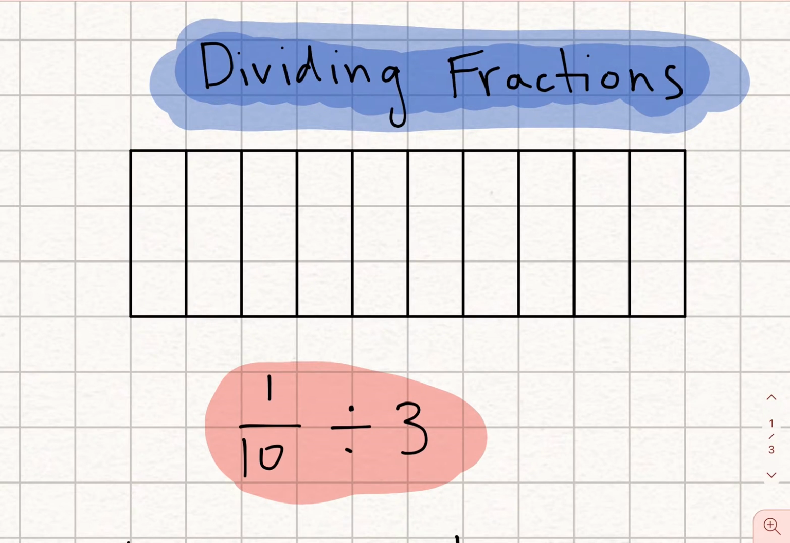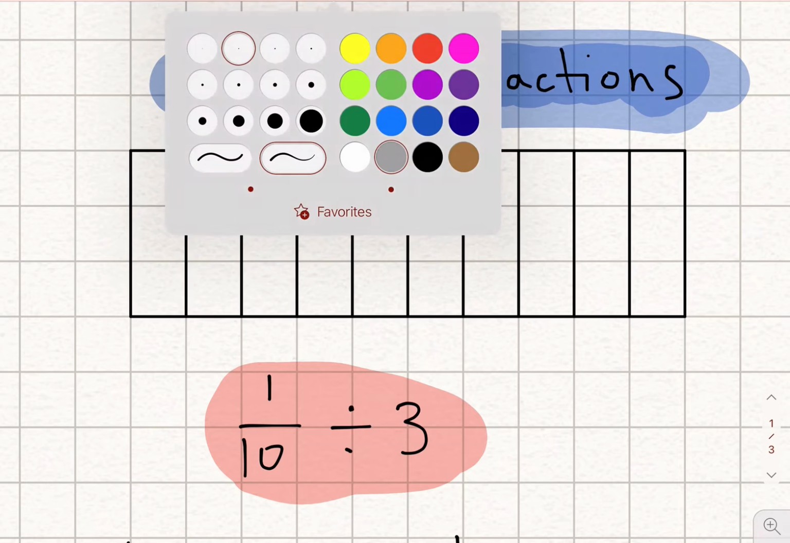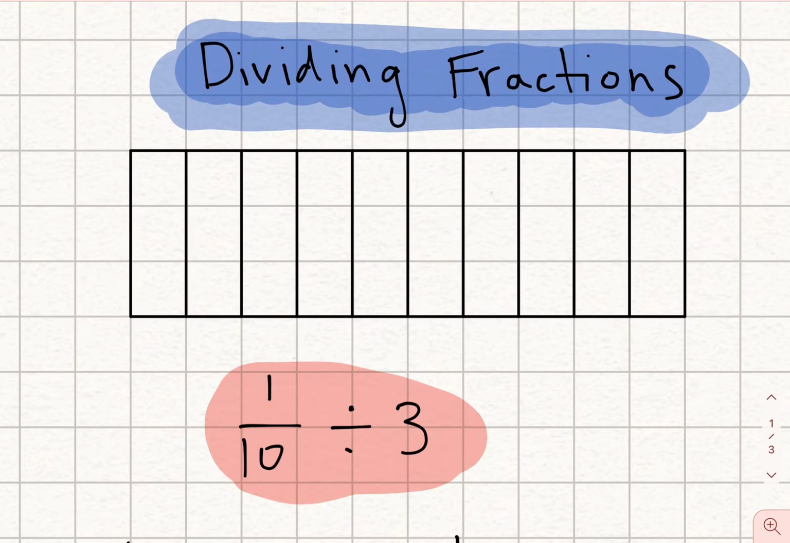So I'm going to use a different color here to divide these up, and I'm going to divide my tenths up into 3. So I'm going to divide that up into 1, 2, and 3. So now each of my tenths is divided into 3. The answer here is what does one person get, or one fraction get? So notice I've divided up my 1/10 into 3. And the answer is what does one of them get?